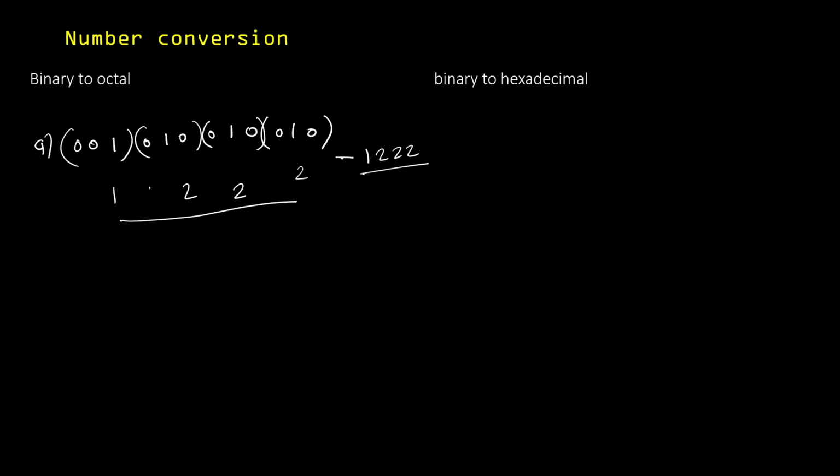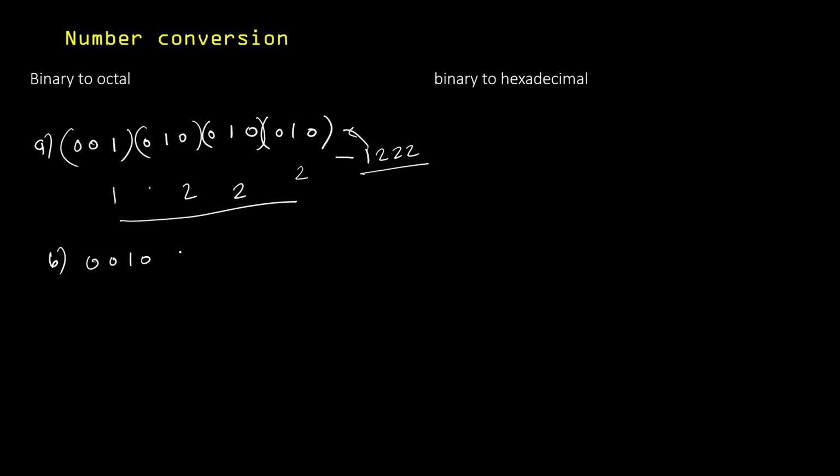This is the octal representation for our binary number 001 010 010 010. So to perform binary to hexadecimal, what are we going to do? We are going to follow the same approach. Let's take one example.